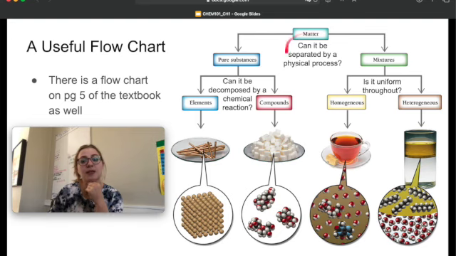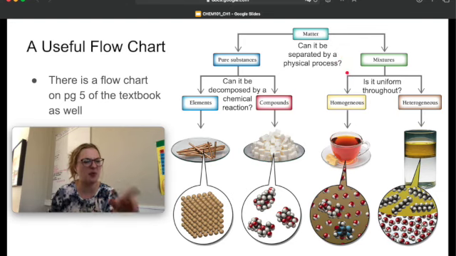What we're thinking about here is matter first and foremost. The first thing is we take our matter and we decide whether it's a pure substance or a mixture. So can it be separated out by some physical process? Nothing to do with chemical reactions, but can it be separated out by a physical process? We'll talk a little bit more about physical processes in just a second. This is one question you can ask yourself to determine if it's a pure substance or a mixture.